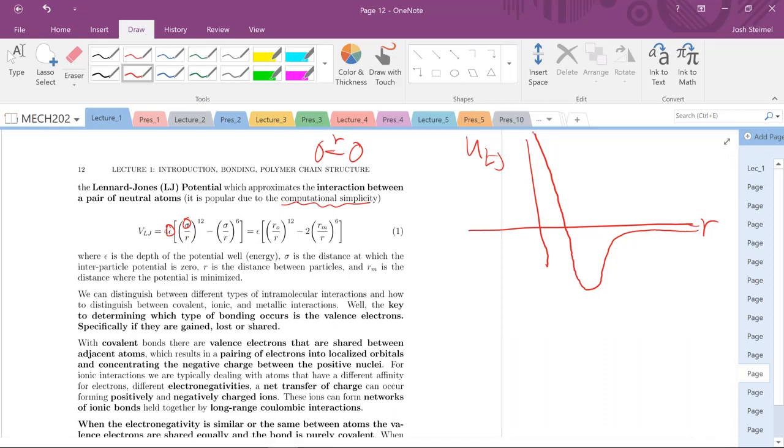So epsilon is basically related to the depth of the potential, so the depth of the well. This distance here is going to be your R naught, your equilibrium distance, or R_m, basically. So R equilibrium. That is your Lennard-Jones potential there.